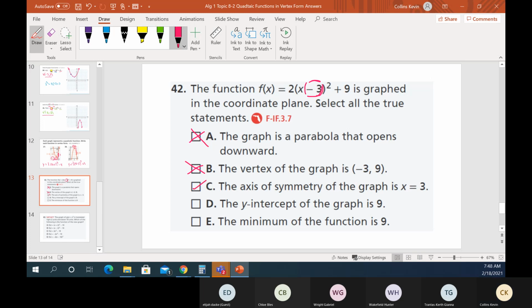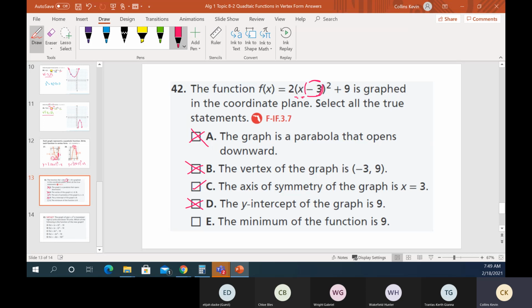Check. That one's cool. It says the y-intercept of the graph is 9. All right, so the y-intercept is when x equals 0, right? So if we look at this, if I put a 0 in here, then I've got negative 3. Negative 3 squared is 9, right? 9 times 2 is 18, plus another 9 is 27. So it's definitely not 9. That's wrong.